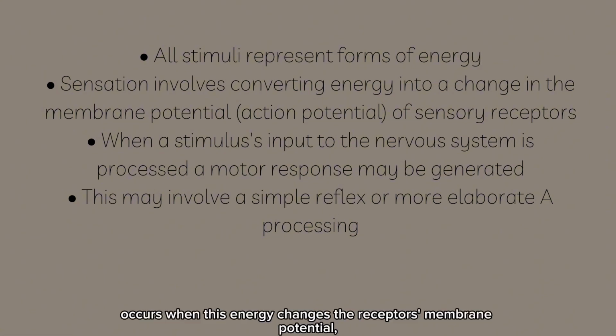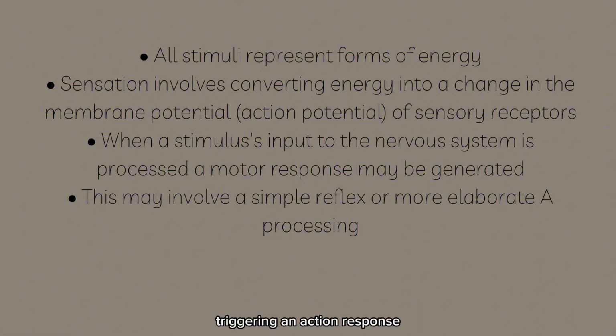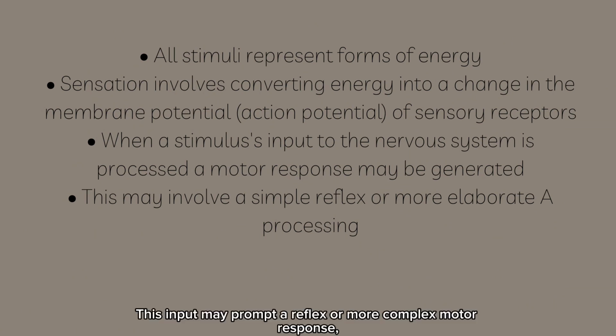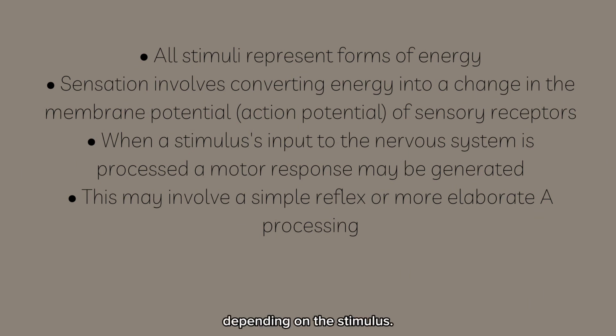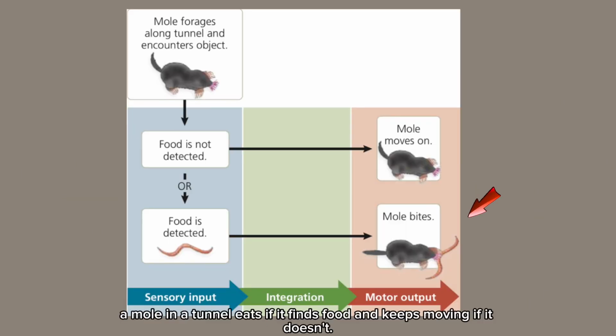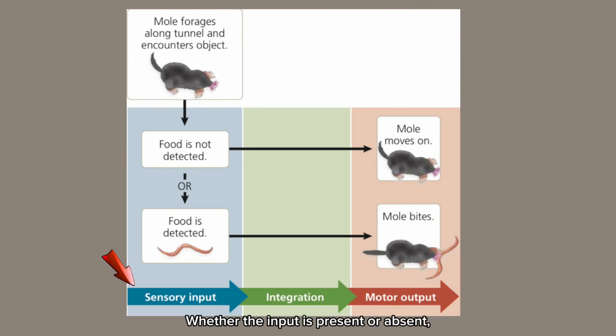Sensation occurs when this energy changes the receptor's membrane potential, triggering an action response that sends information to the nervous system. This input may prompt a reflex or more complex motor response, depending on the stimulus. For example, a mole in a tunnel eats if it finds food and keeps moving if it doesn't. Whether the input is present or absent, the information is integrated to guide the motor response.